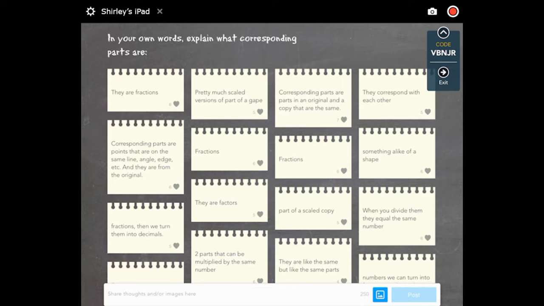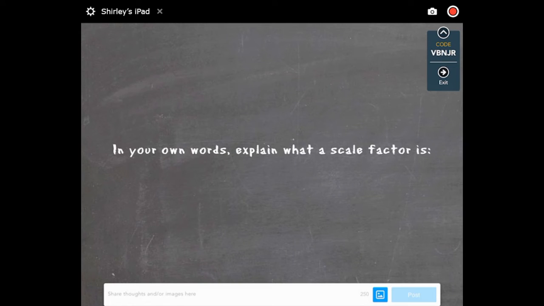All right. Next question. Explain what you think a scale factor is. So these were our 2 big vocab words we learned today. Corresponding parts, or parts that are in the same place in shapes. If I divide them and turn them into a fraction, I'm looking for them to be the same number. Now I want you to try to figure out what is a scale factor.